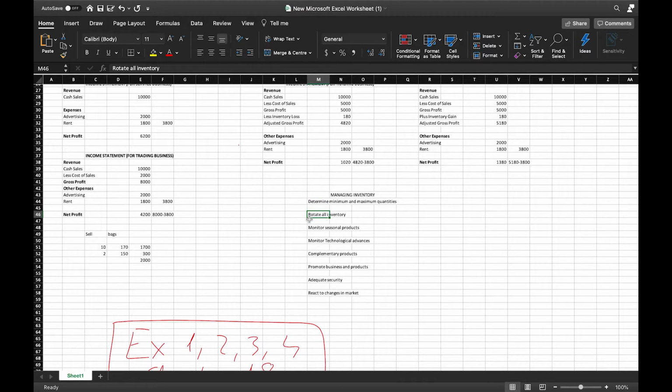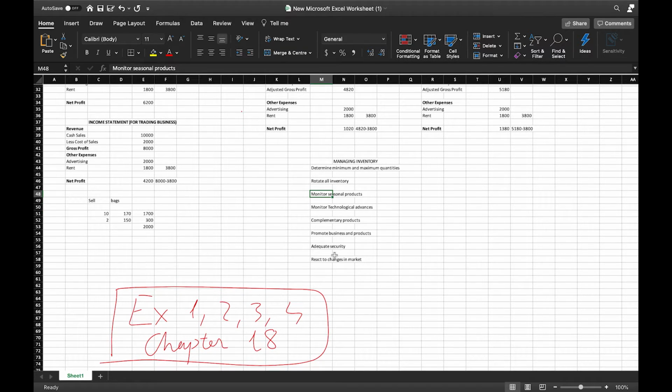Rotate all inventory. That means that we always push the inventory that is not really well selling compared to other inventories. For example, if we want to sell a desk, the really ugly desks that have been sitting in the warehouse for ages, then we can maybe promote that desk, give some discount on it, and get rid of it as soon as possible. So rotate all inventory.